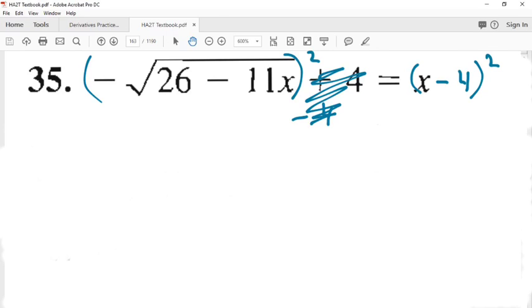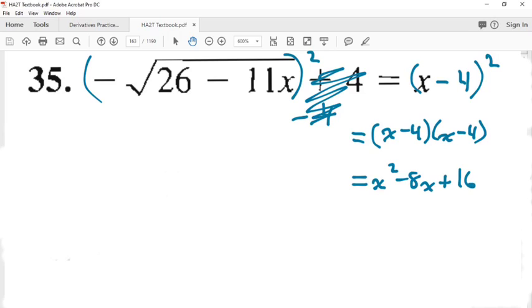This is where you guys are also looking at the girl in the red shirt. Some of you said, oh, this equals x squared minus 16. It does not equal x squared minus 16. You're not just taking this power of 2 and applying it to the x. You can't do that. That's not what the power means. The power means x minus 4 times x minus 4. And then when you do that, you get x squared minus 8x plus 16. Is everybody tracking with me?